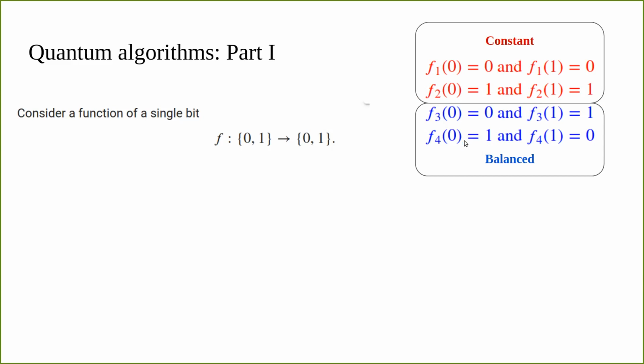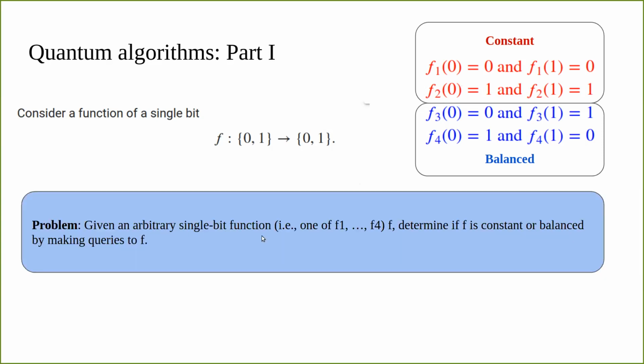The other two functions, f3 and f4, let's call balanced, meaning that there's an equal, or balanced, number of 0s and 1s in the output. So we can separate these four possible functions into these two classes. Then the problem is, given an arbitrary single bit function, one of f1 through f4, we want to determine if that function is constant or balanced, so whether it's one of the red ones or one of the blue ones. The way we do that is by making queries to the function f. A query is when I send in a bit of input, it gets evaluated, and then I get the output bit.